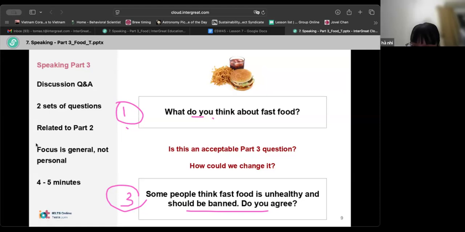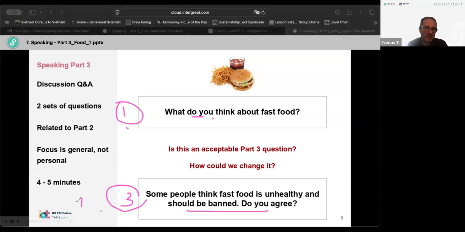What do you think about fast food? Some people think fast food is unhealthy and should be banned. Do you agree? Okay, this question in part 3 is asking for 2 opinions. Well, it could be a good idea to talk about the pros and cons. You don't have to do that. You could just say that you agree. You don't need to talk about both sides, but a lot of students will talk about both sides.